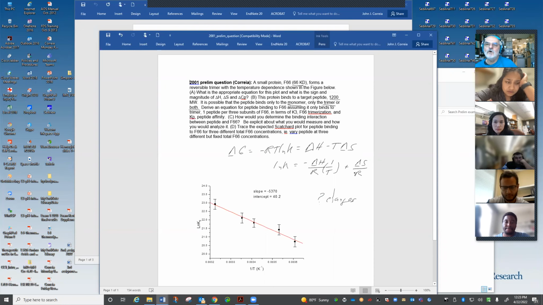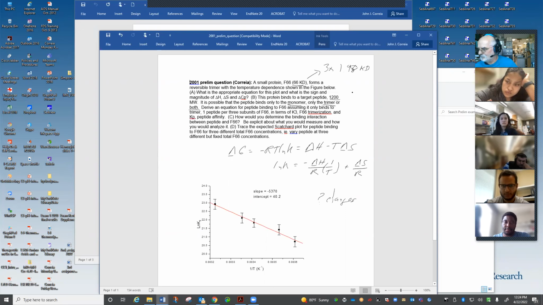It's only 1,200. So the molecular weight of a complex is not going to change by very much. So in principle, the molecular weight of the monomer is not going to change very much. The trimer is 3 times bigger than that. So it's 3 times 66, which is 198 kD, if I'm doing my math right.